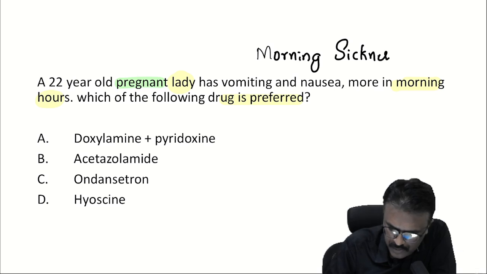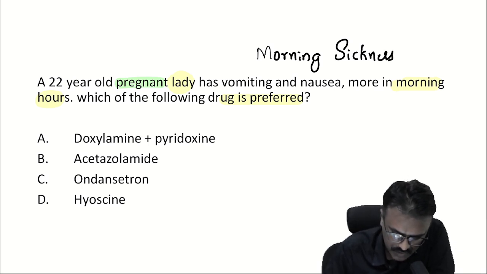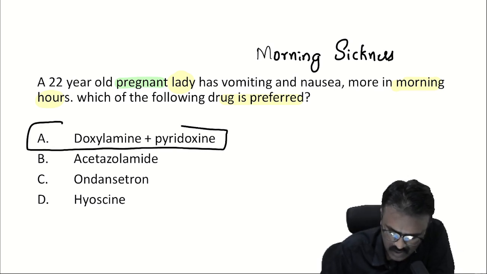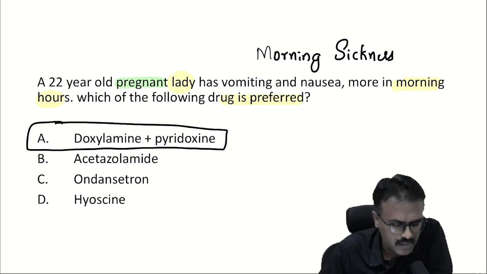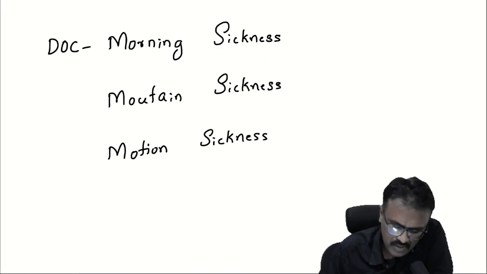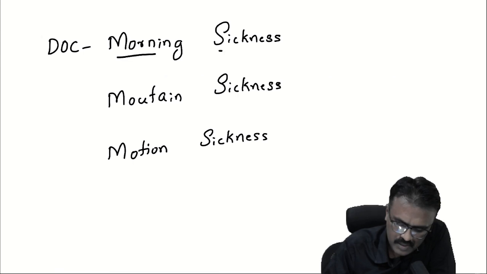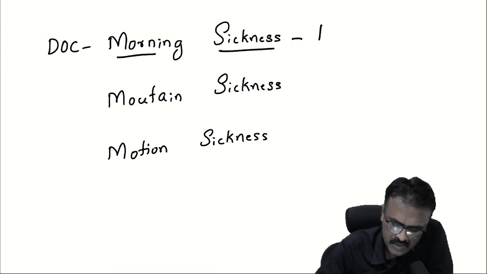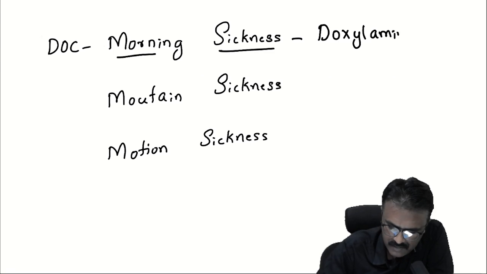So what is the drug of choice for morning sickness? Yes, most of you are right. It is doxylamine plus pyridoxine. Yes, Irfan, I'll write. Okay. It is doxylamine with pyridoxine. So what should I learn from this MCQ? What is the drug of choice for morning sickness? They will ask you. It is doxylamine plus B6.